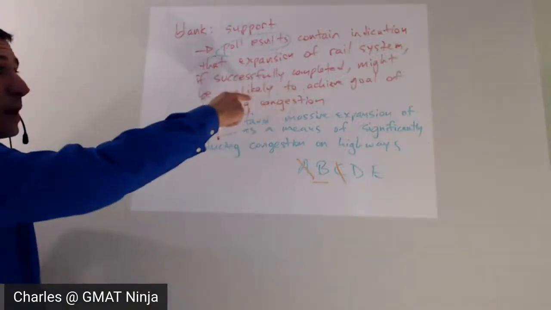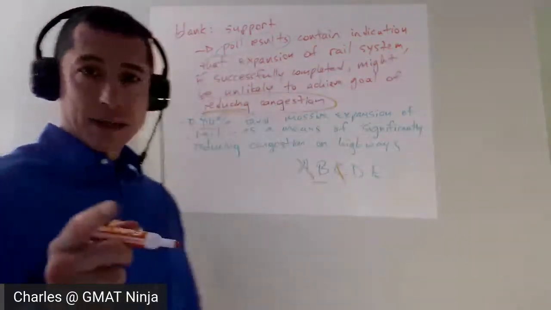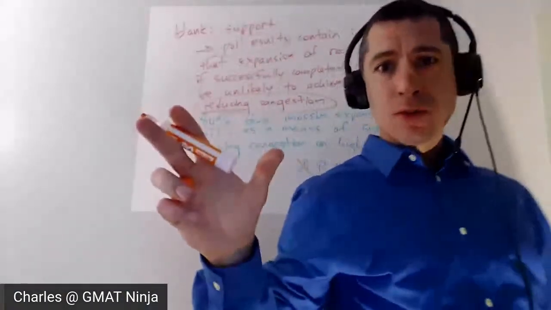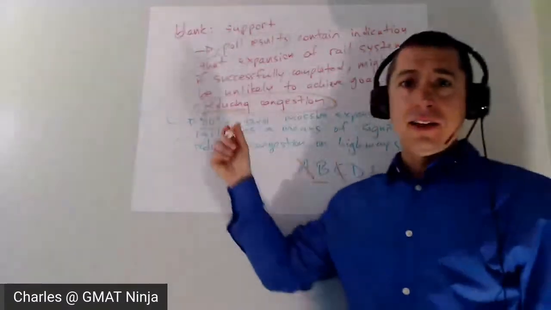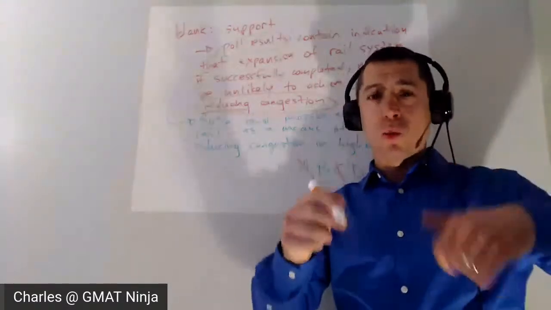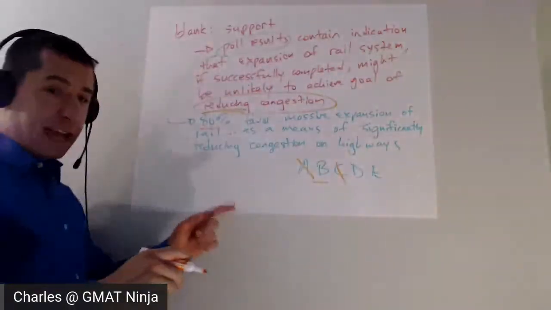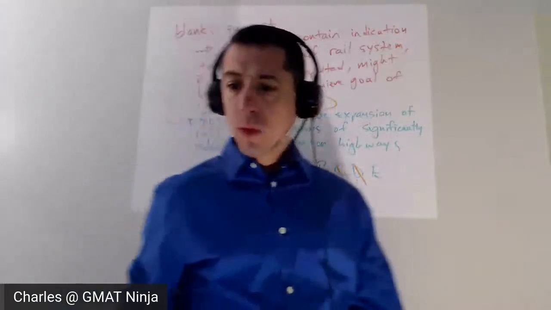We're saying that the train would be unlikely to achieve the goal of reducing congestion, not eliminating, not making the highway commute wonderful, beautiful, smooth sailing, just reducing it. How severe the commute is now has nothing to do with whether the rail system will reduce the congestion. So for that reason, D is out. What about E?